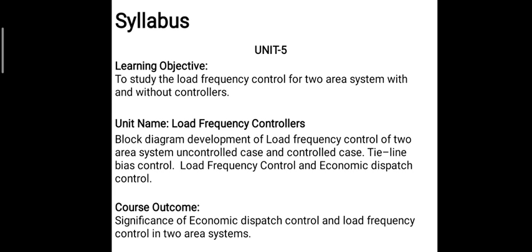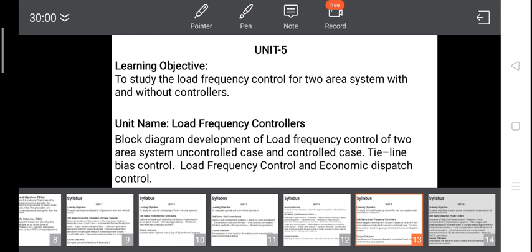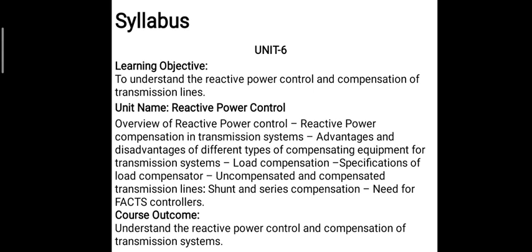So these all come under unit 5, and the outcome of unit 5 is the significance of economic dispatch control, that is the importance of economic dispatch control, and load frequency control in two area systems, that is the combination of two single area systems by using a tie line. This is unit 5, and the final unit, unit 6, is reactive power control. The learning objective for reactive power control is to understand reactive power control and compensation of transmission lines.